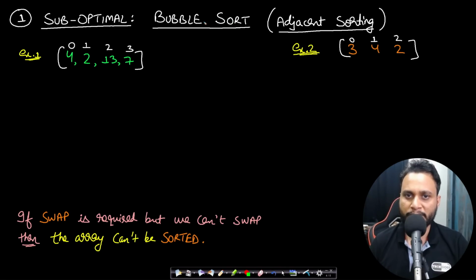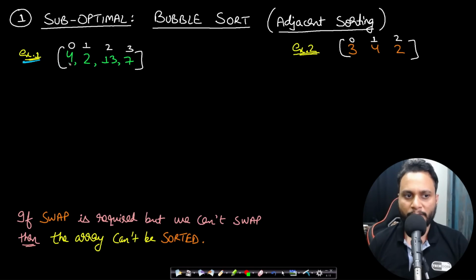Why did I choose bubble sort and why not any other sort? Because bubble sort is a sorting algorithm based on adjacent comparison and adjacent swapping of elements, right? And that is the requirement of the problem. And that is why we went with bubble sort instead of any other sorting algorithm. So let's take two examples and we will see how the bubble sort helps us in solving this problem.